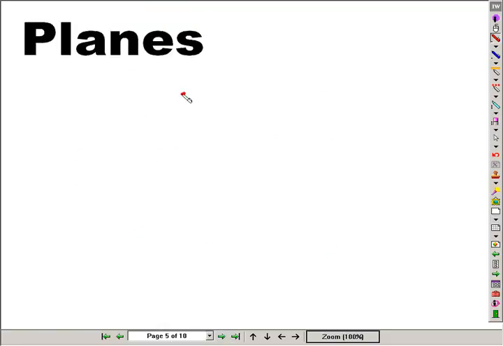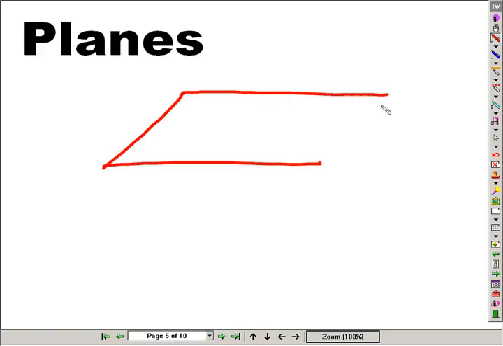Planes. Planes are flat surfaces that go forever. Imagine a piece of paper that's going forever. To draw that, we draw something like this. Rectangles aren't as useful. We want to create some kind of sense of depth, so we angle it off. So here's a picture of a plane.